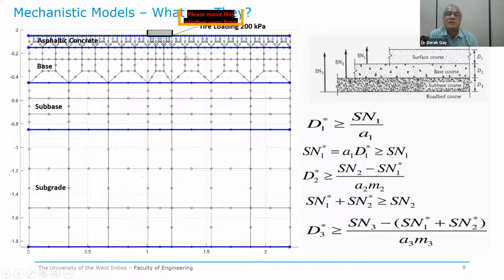or I will not say failure, deformation, using a very simplified mechanistic FEM model of a pavement with asphalt concrete at the top, with a modulus somewhere in the order of about 3,500 megapascals, base of 400 megapascals, sub-base of about 100 megapascals, and subgrade of about 10 or 15.